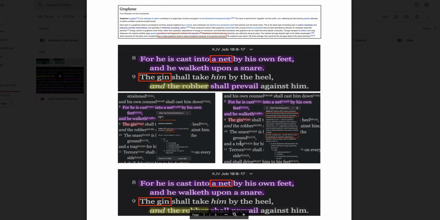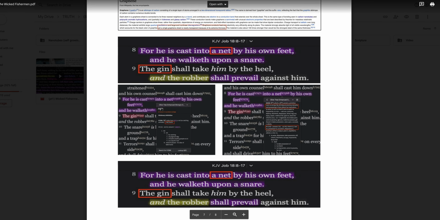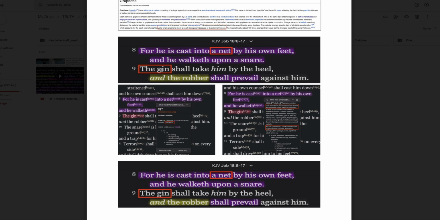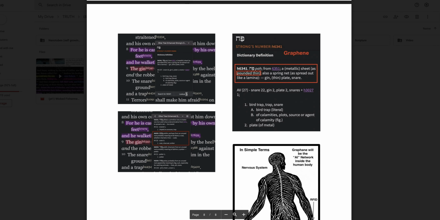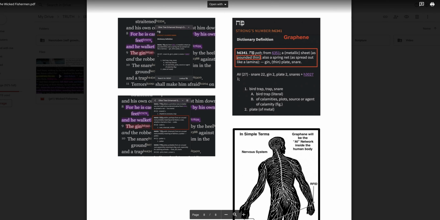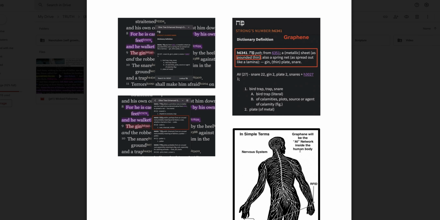The title is The Wicked Fisherman. Here it is. I've cast a net at his own feet. He walks upon a snare. The jinn shall take him and shall prevail. You know, you can get into all this and read about this. Our nervous system, graphene will be the AI network inside the human body.